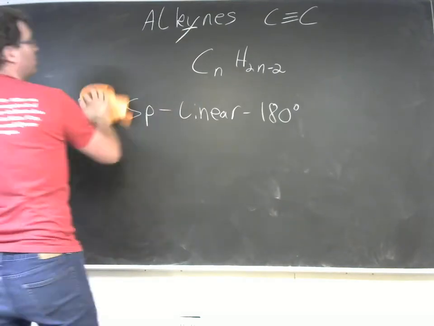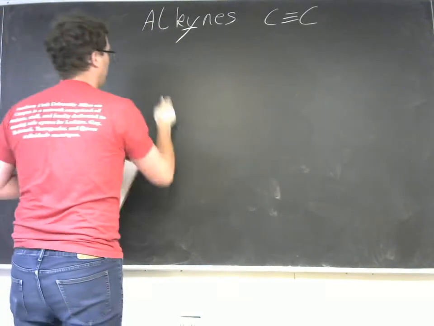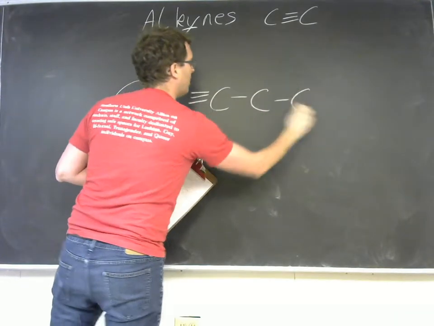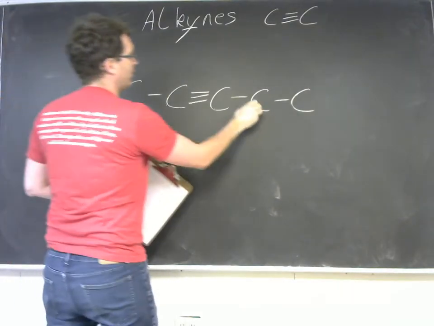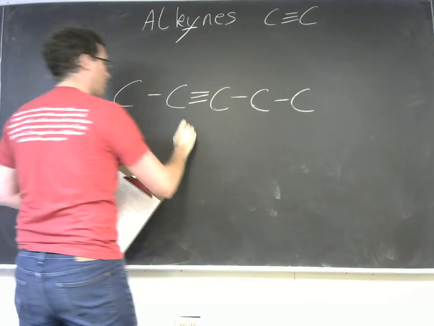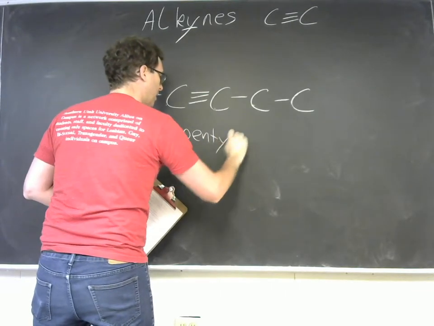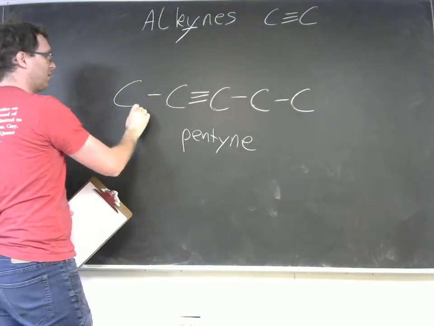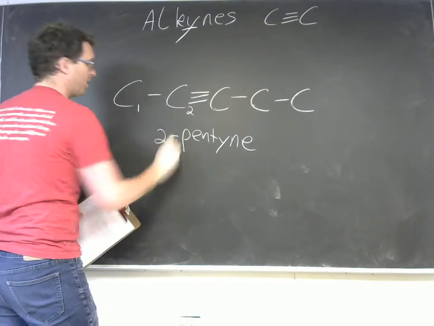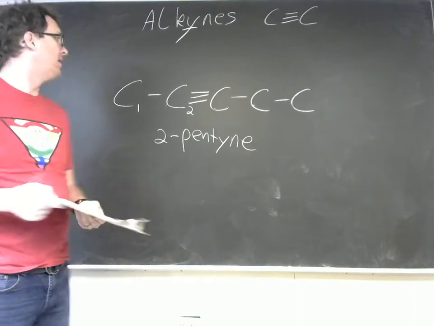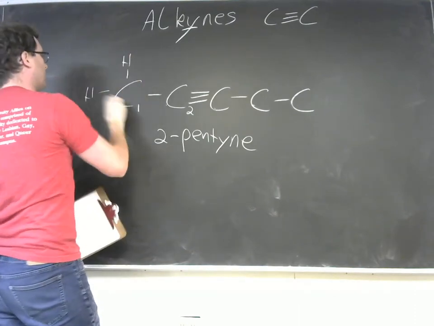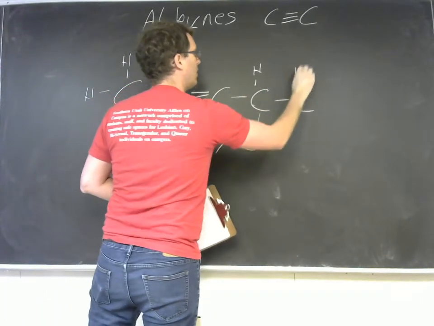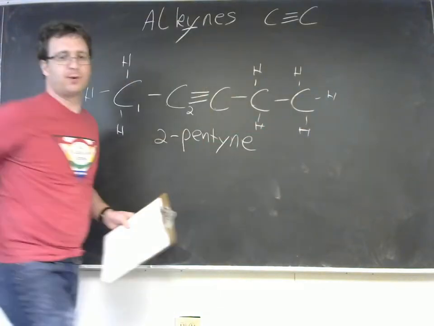So let me draw a quick one. We won't spend a lot of time. If I have carbon, carbon, triple bonded to carbon, carbon, carbon. What is this? Well, I count 1, 2, 3, 4, 5 carbons. Contains a triple bond, so this is pentyne. And the triple bond is closest to this end, so I'll count 1, 2. The triple bond starts on the second carbon, 2-pentyne. And if we wanted to fill in the hydrogens here, no hydrogens for these two. There we go. Filled them up with hydrogens.